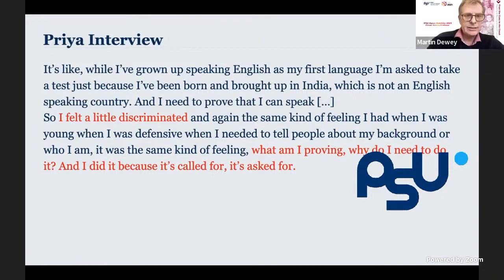So the point that she's making is that she doesn't feel that people categorize her in the same way that she identifies herself. She identifies as a native speaker of English, but she's not seen as a native speaker of English because of her ethnicity and because she was born in India. Okay, so she's had this identity called into question throughout her lifetime.